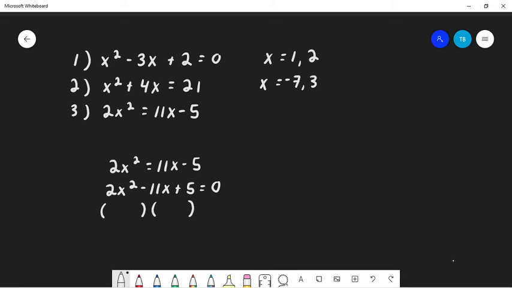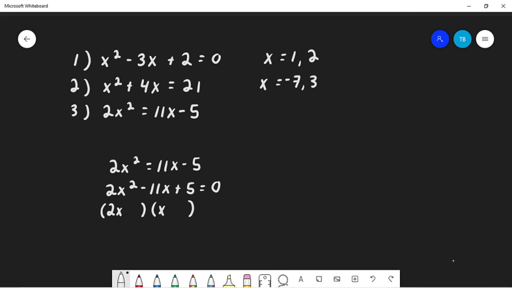Now, since the first term in the trinomial was 2x squared, the only two possible first terms in the binomials could be 2x and x. So I know that one of them's 2x, one of them's x. So what else can we determine? Well, the constant term is 5. So we can say that the second term in each of these binomials is going to be 1 and 5. That's the only pair of factors for 5. So it's just a matter of figuring out in which binomial each of those numbers goes.